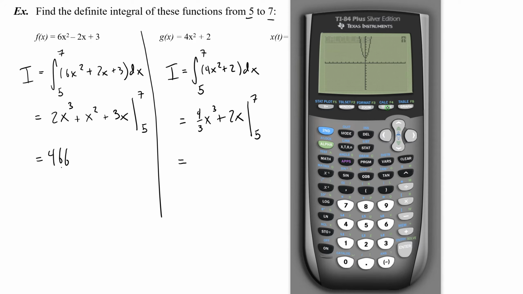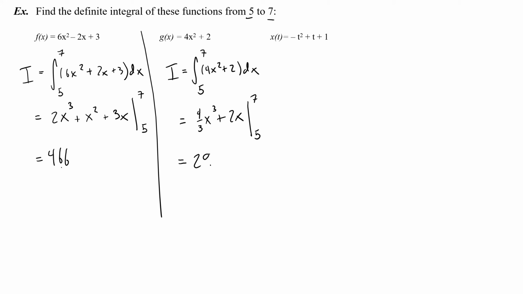Go to second calc, 7. Lower limit is 5. Upper limit is 7. Boom. I found the area, 294.6 repeating. So 294.6 repeating. And one more.